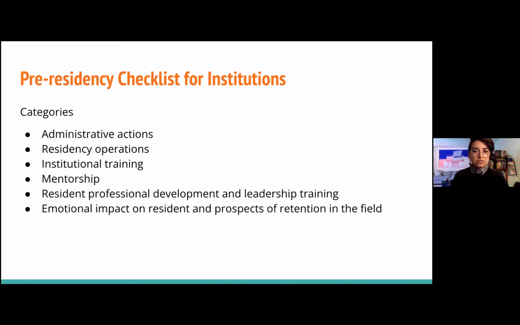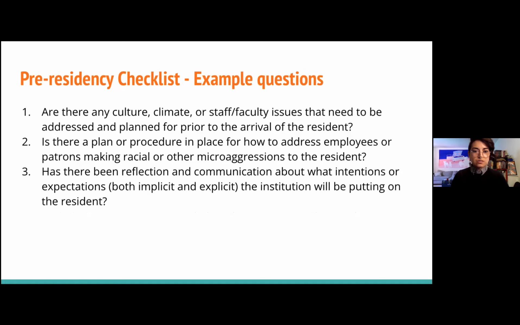So next slide, please. Since this section is really important, I wanted to include some of our example questions from it. So the first one is, are there any culture, climate, or staff and faculty issues that need to be addressed and planned for prior to the arrival of the resident? In the checklist, we provide 2 examples of this.